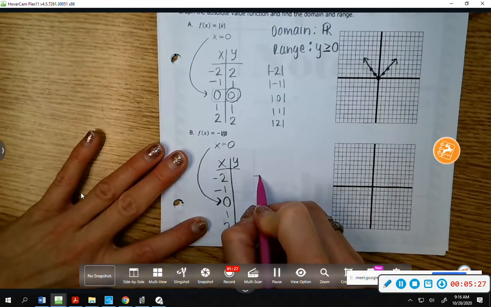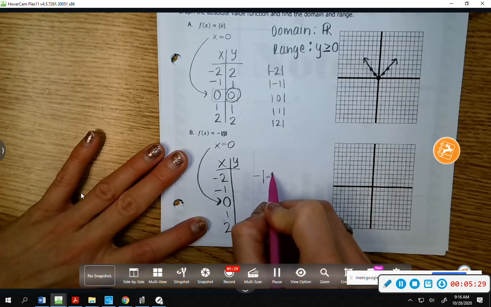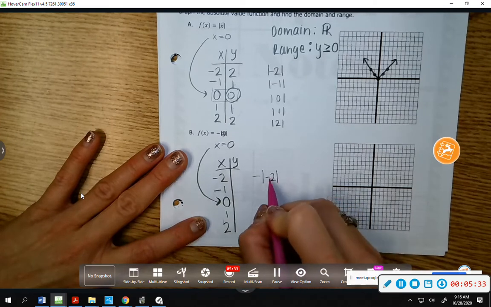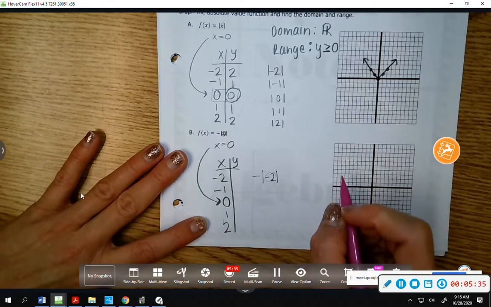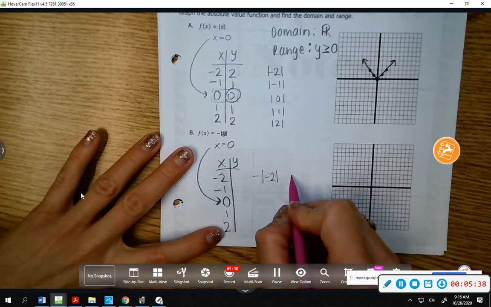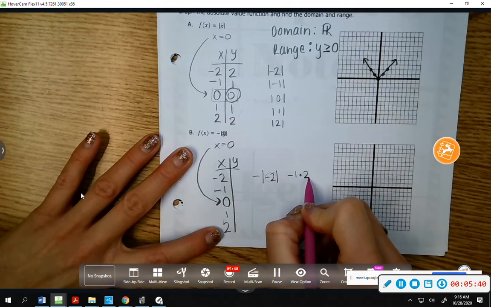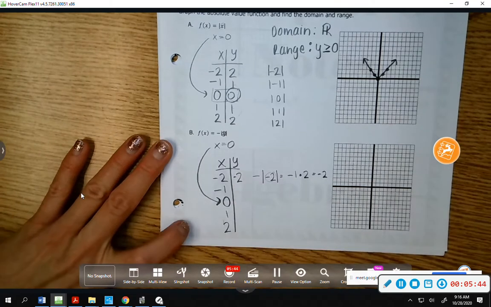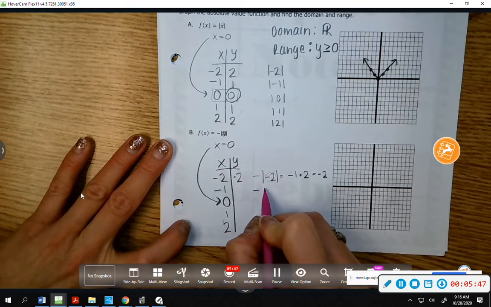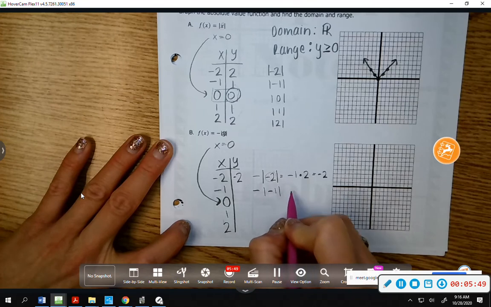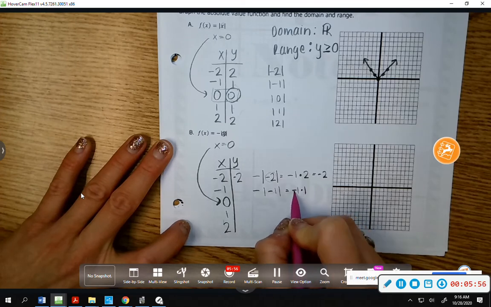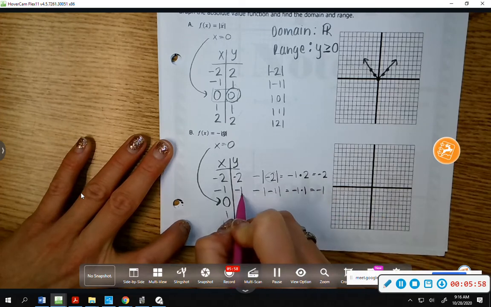So we have -1 times the absolute value of -2. So, following order of operations, we take the absolute value of -2 first, and we get -1 times 2, which is -2. Let's do the same thing again. Negative times the absolute value of -1. So we have -1, and the absolute value of -1 is +1. So +1 times -1 is -1.